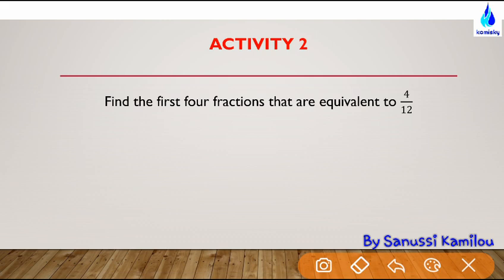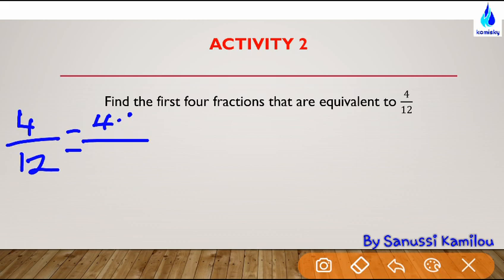Pay attention. You see that here we are having 4 out of 12. You can see that 4 can be divided by a number, and 12 can also be divided by that same number. Is it not so? So here we can start by using division. So let's go. 4 out of 12. The first one, I can see that it's possible to divide 4 by 2.